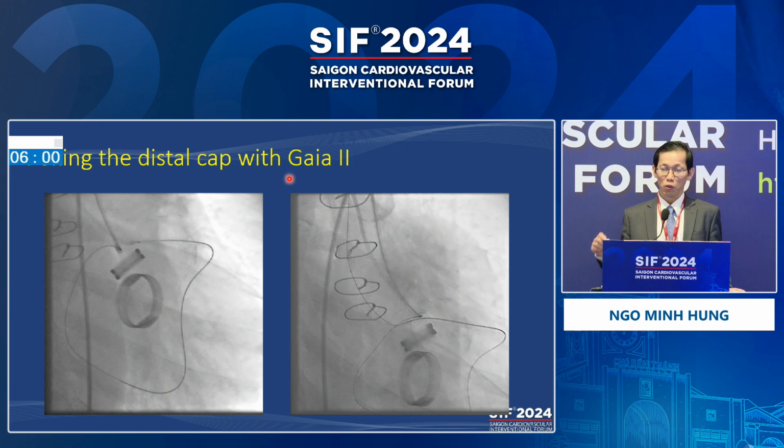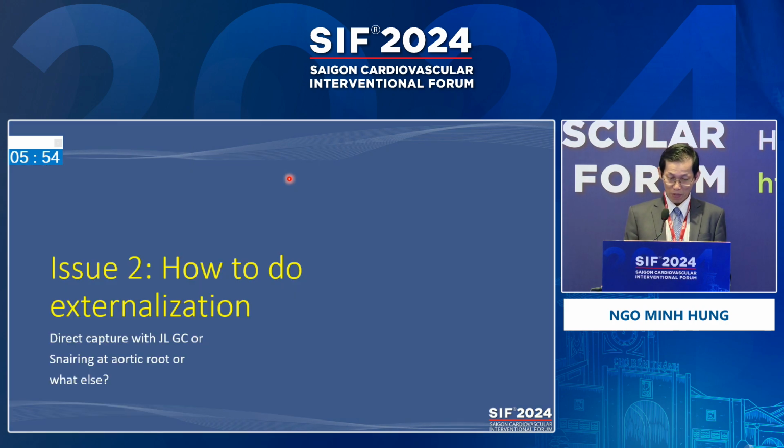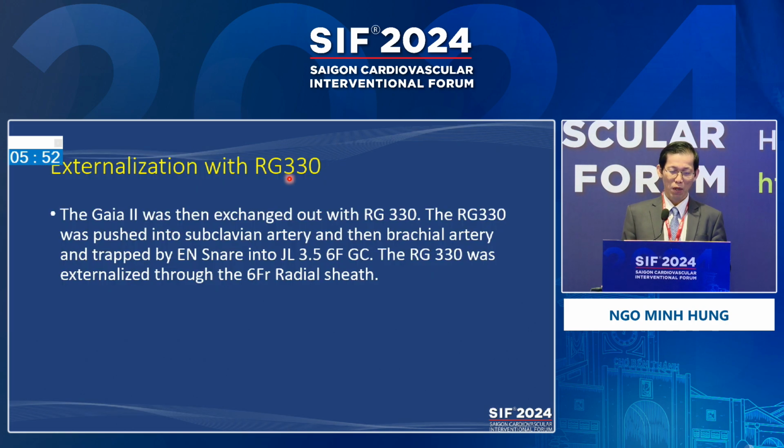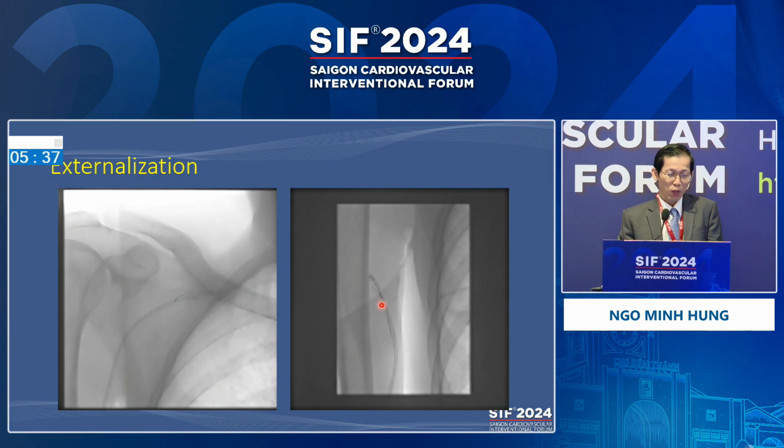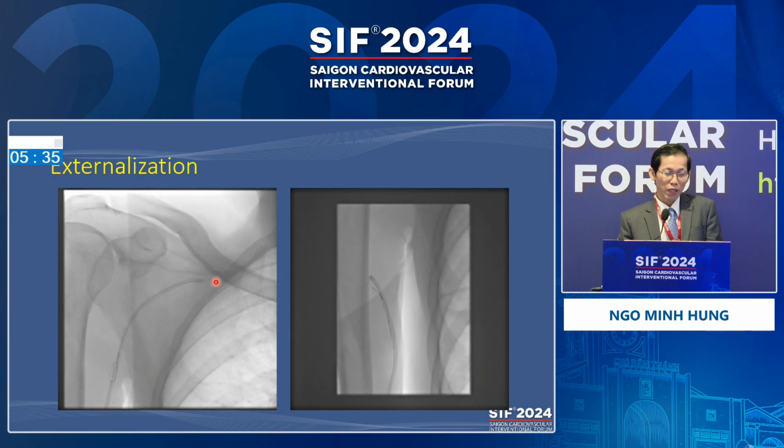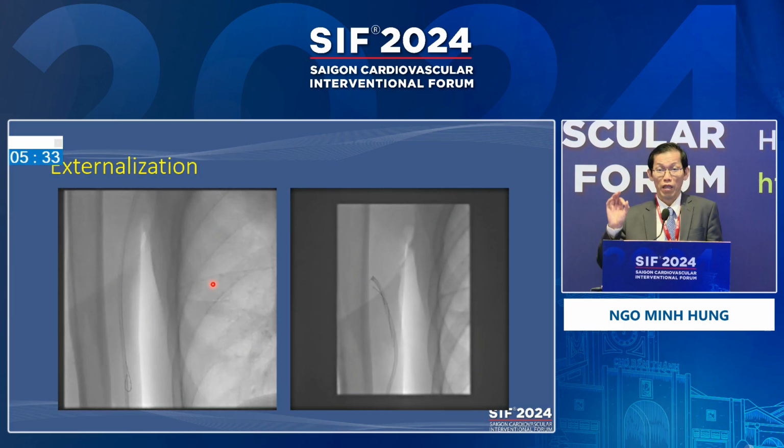But I want the wire to go to the right side because the guiding is on the right side already. So I was thinking about how to do the externalization. Okay, so this is the JL on the left side, and the RT330 will externalize to the radial sheath like this. Okay, keep pushing and then it is easy to capture here because here it is narrower.